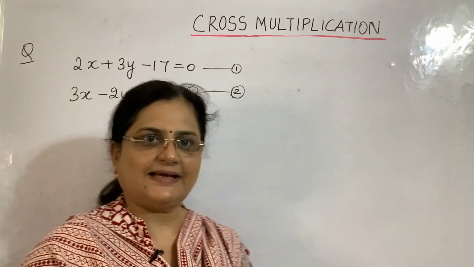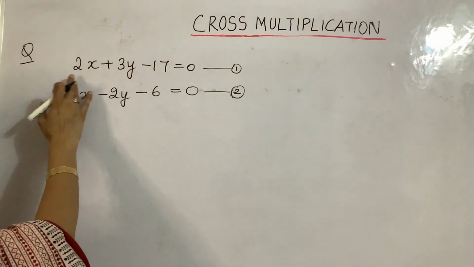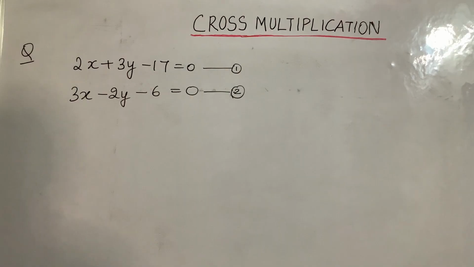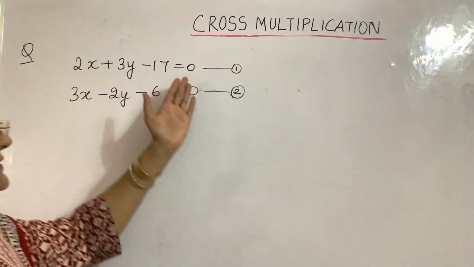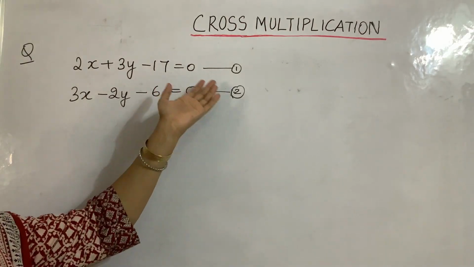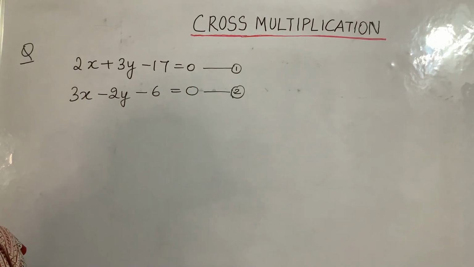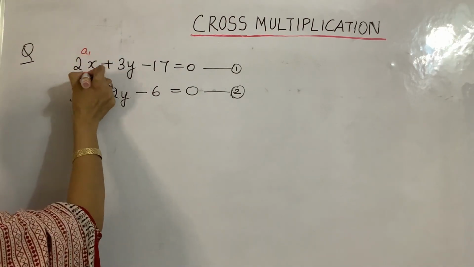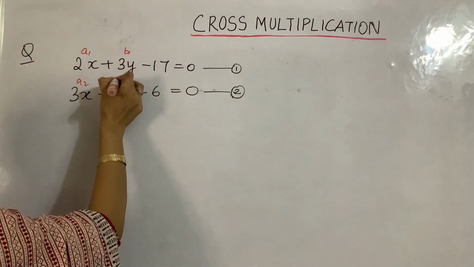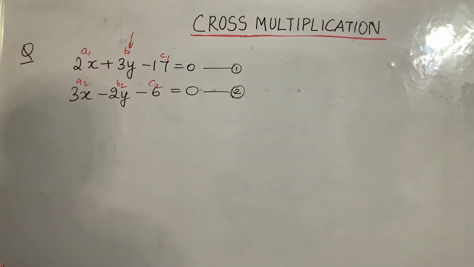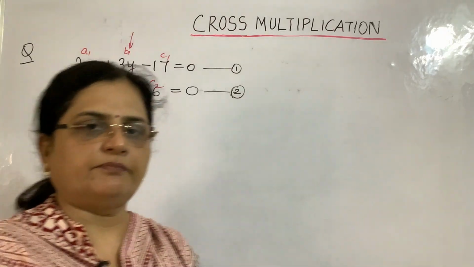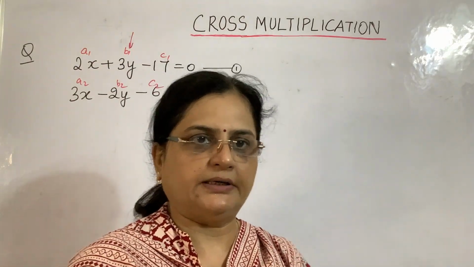Agreed? Let us try another question. 2x plus 3y minus 17 is equal to 0 and 3x minus 2y minus 6 is equal to 0. So the first thing, the right hand side should be equal to 0. Yes, in this case the right hand side is equal to 0. So what do we do? We identify that this is a1, this is a2, this is b1, b2, c1, c2, and we will start from here, where we will start from the coefficient of y, middle.